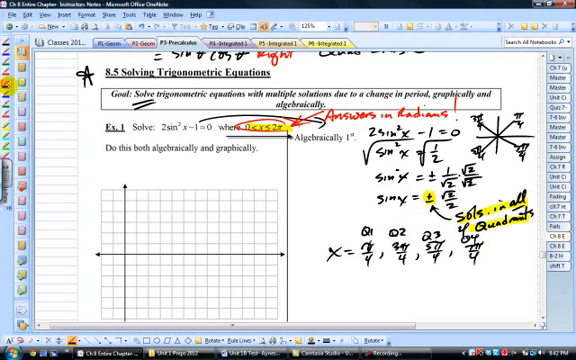Remember that. Now, how do you see that on the graph? Okay, so let's do this. Let's take a look at our equation here.